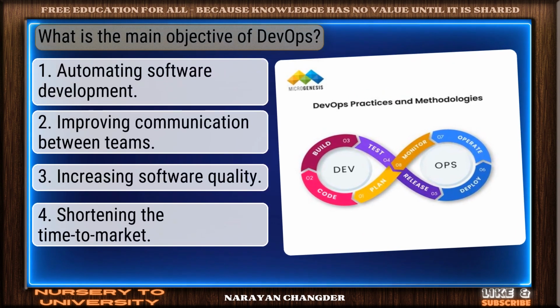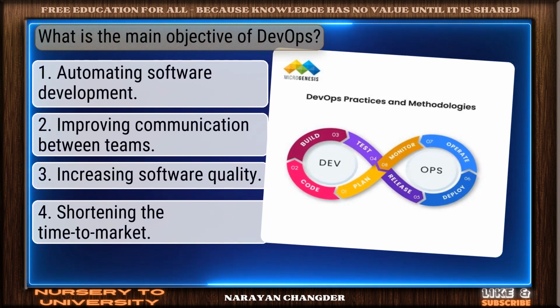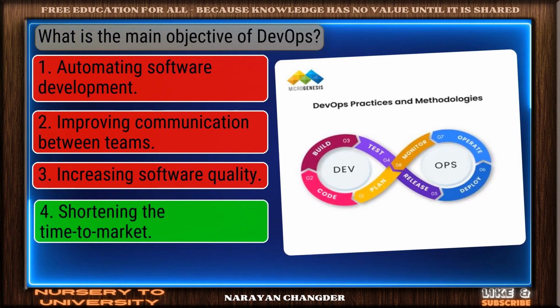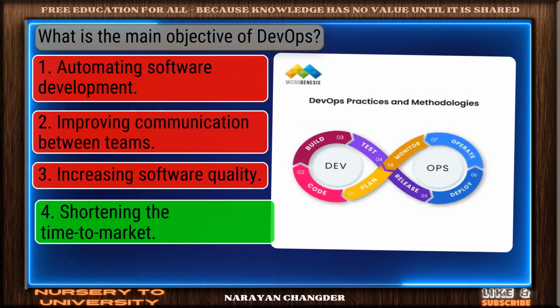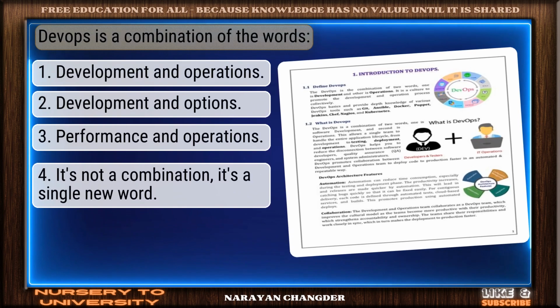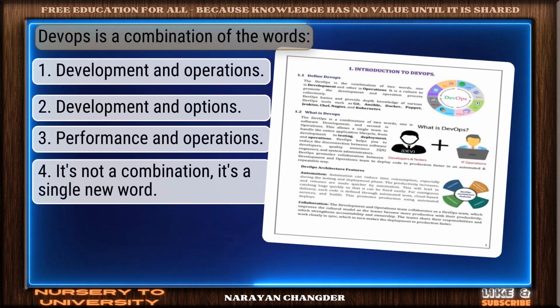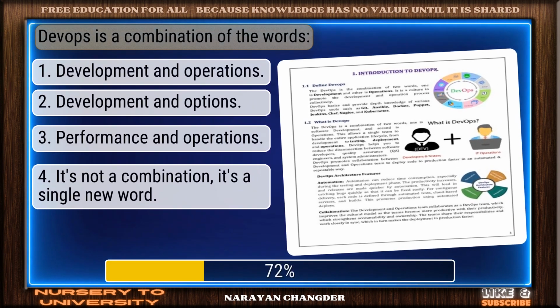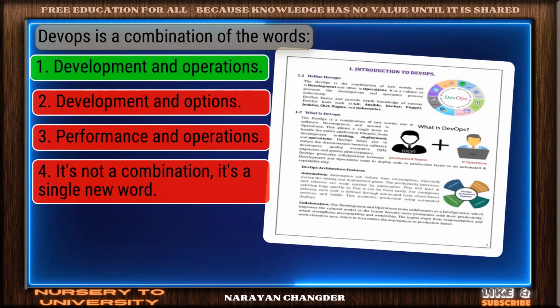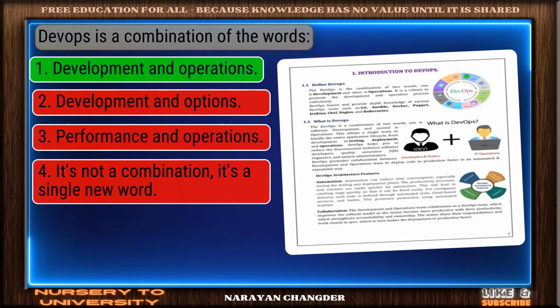Question number 15. What is the main objective of DevOps? On track. Shortening the time to market is the correct answer. Question number 16. DevOps is a combination of the words. You chose development and operations, and it is correct.